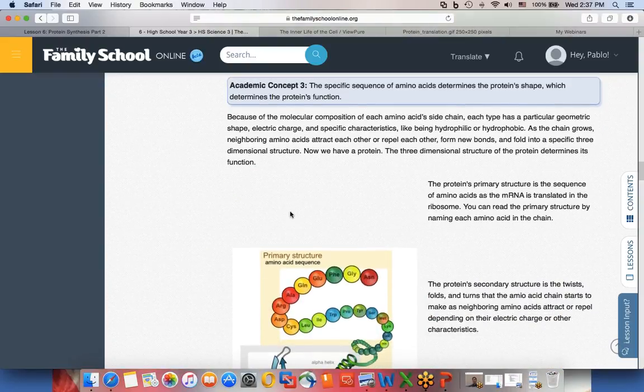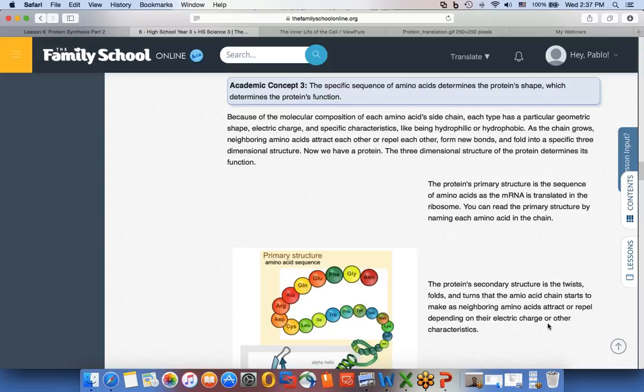Now let's see Jens. Can I have Jens come forward? Keep us moving here about the formation of the protein. All right, can you guys hear me? Yeah, so academic concept 3, and I can hear you.